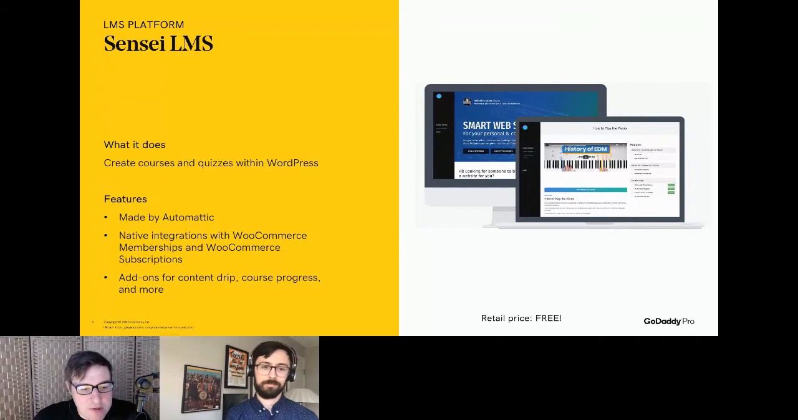And as we have on the slide here too, another great thing about Sensei is it's going to have native integrations with WooCommerce Memberships and WooCommerce Subscriptions, both of which we're going to talk about at length here today, as those are both pretty fundamental parts of really running an e-learning community. And we will get into those more as we go further.